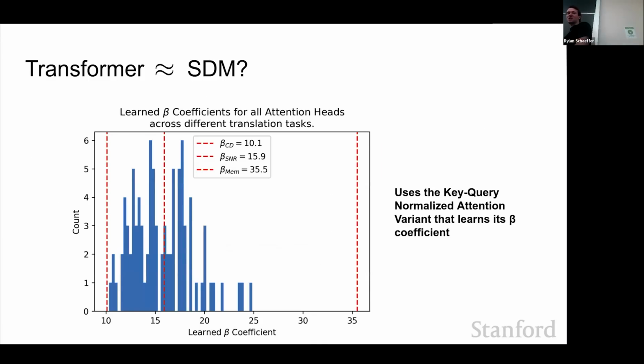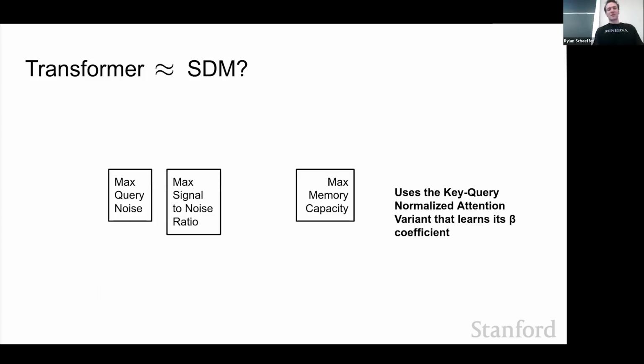This is the key query normalized variant of attention, where you actually learn your beta coefficient. Normally in transformers you don't, and you don't L2 norm your vectors, so you can have an effective beta coefficient. In this case, it's a cleaner instance where we're actually learning beta. This was trained on a number of different translation tasks. We take the learned beta coefficients across layers and across tasks and plot them as a histogram. The red dotted lines correspond to three different notions of sparse distributed memory that are optimal for different things.